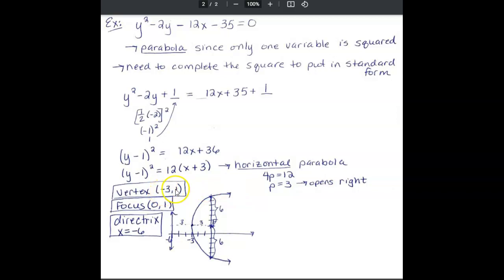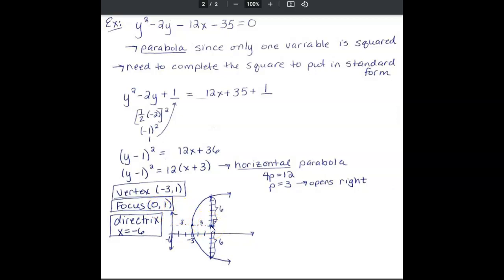So negative 3, 1 would be my vertex because this is x plus 3, so h is negative 3, y minus 1 means k is 1. So I would go left 3, up 1, and plot my vertex. My value of p was 3, and it's positive, so I go to the right 3, 1, 2, 3, and land at my focus. So here I would be at 0, 1. Just read it off the graph.